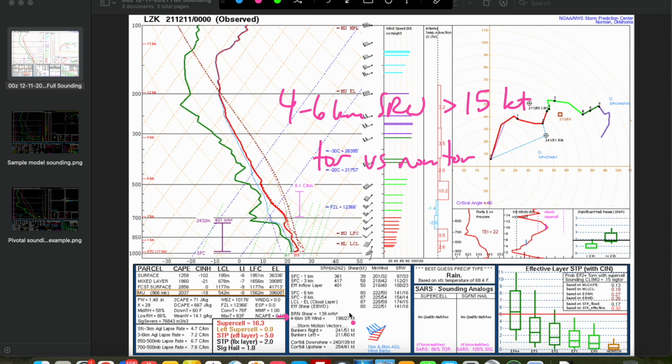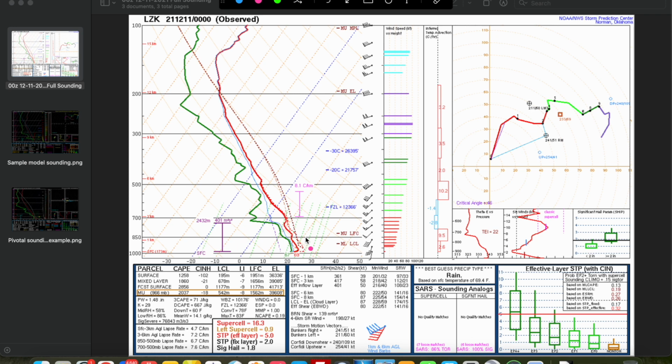And so you can see here in this case we have 27 knots of 4 to 6 kilometer storm relative wind, so we're well above that 15 knot threshold in this case. So tornadic supercells are, I guess, more likely in this environment than if we had a lesser 4 to 6 kilometer storm relative wind. But again, I don't use this very much at all when making a forecast, but it is there to help discriminate between tornadic and non-tornadic supercells.